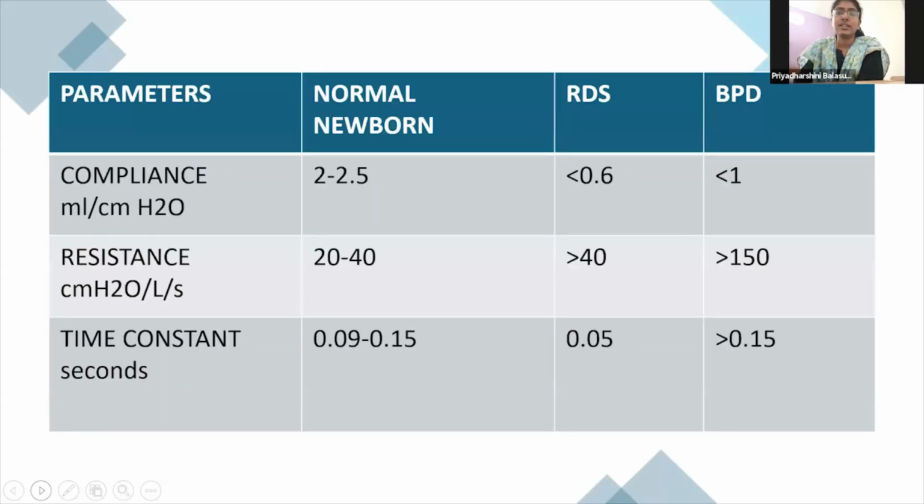So this is the normal time constant value in a normal newborn and in RDS and BPD. A normal newborn will have a time constant between 0.09 to 0.15 seconds. As I explained already, RDS is a condition with decreased compliance, so they have a shorter time constant of 0.05 seconds. And BPD is a condition with increased resistance, so they have a longer time constant of more than 0.15 seconds.